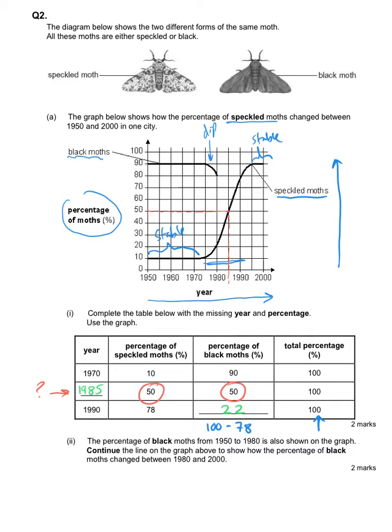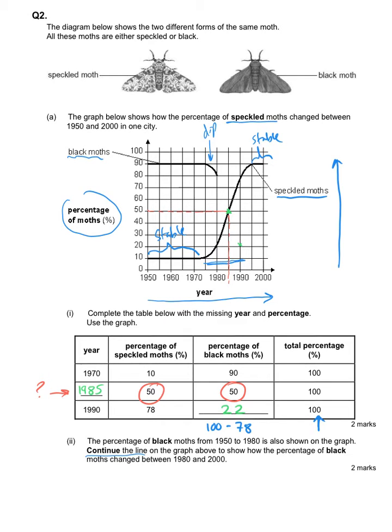And then the second part for this question says, the percentage of black moths from 1950 to 1980 is also shown on the graph. Continue the line, that's our command, on the graph to show how the percentage of black moths changed between 1980 and the year 2000. And so we need to drop it down to mirror what's happening to the speckled moths on the way up. So for instance, when it is 50 for the speckled moths, it will be 50 for the black moths. And so we need to pass through this point on here. That's from the table, 50-50. And then in 1990, it's 78 to 22. So that means that that needs to be about here.